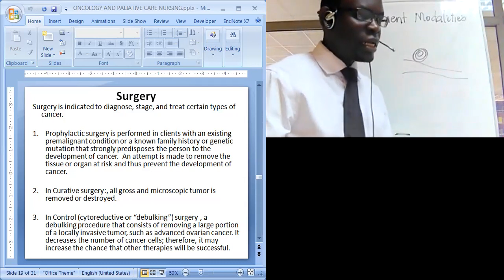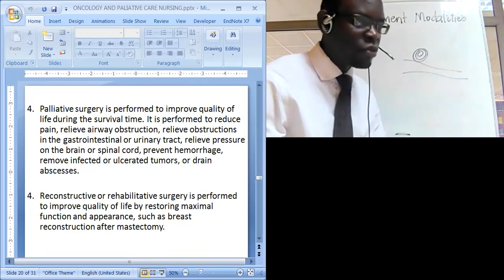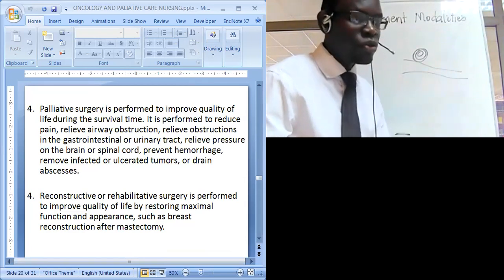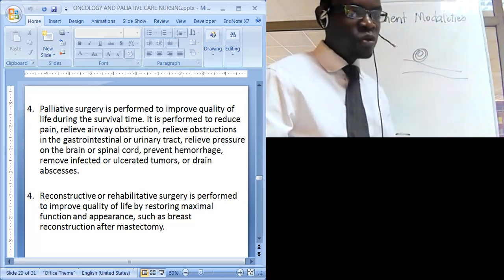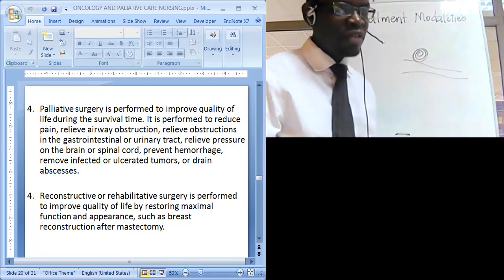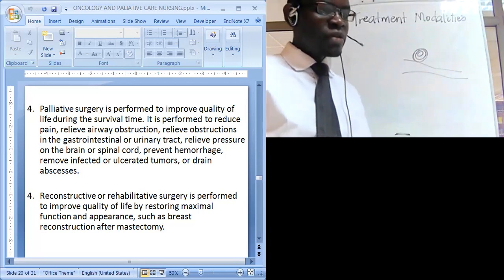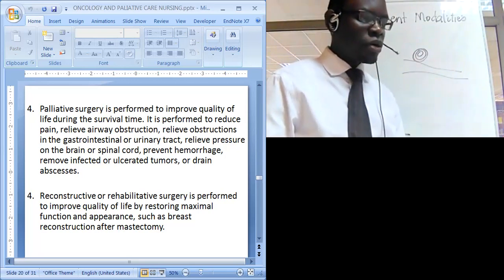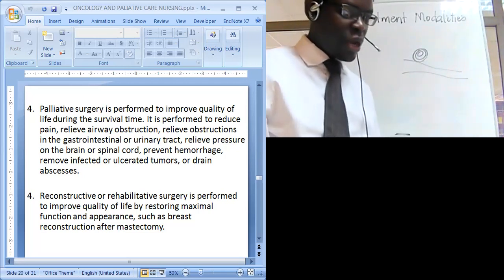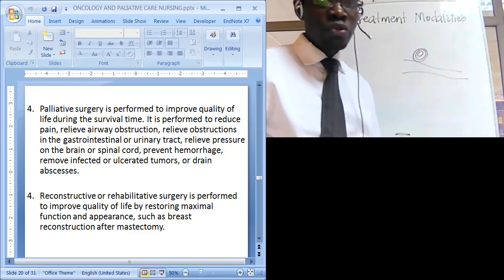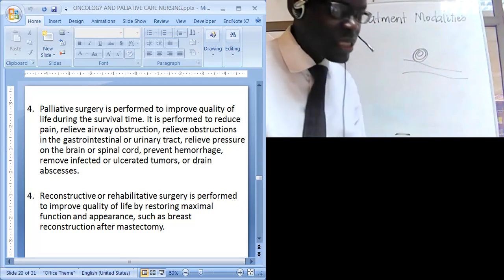And then we also have palliative surgery. This is usually performed to improve the quality of life during survival. In other words, it is not curative, but it is performed to prolong someone's life or improve the quality of life. And then we also have reconstructive surgery, performed to improve the quality of life by restoring maximal functioning and appearance, such as breast reconstruction after mastectomy. So that is basically surgery.